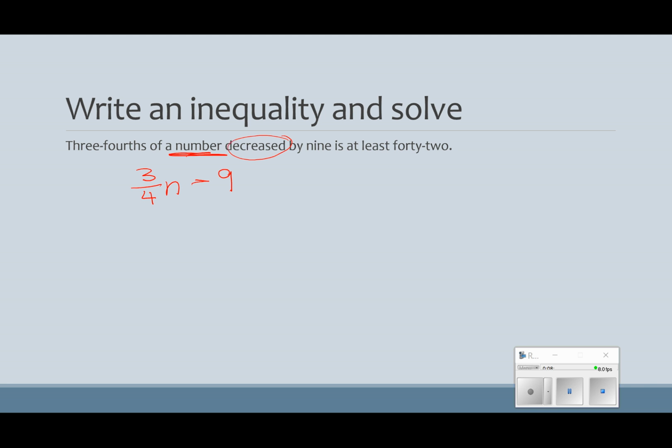Okay, so it's at least. I'm going to have more than that. So we're going to say greater than. So at least, or equal to, is always greater than or equal to. At most would mean we couldn't have any more than that, so that would be less than or equal to. So this is at least 42. So then it just becomes a two-step problem.